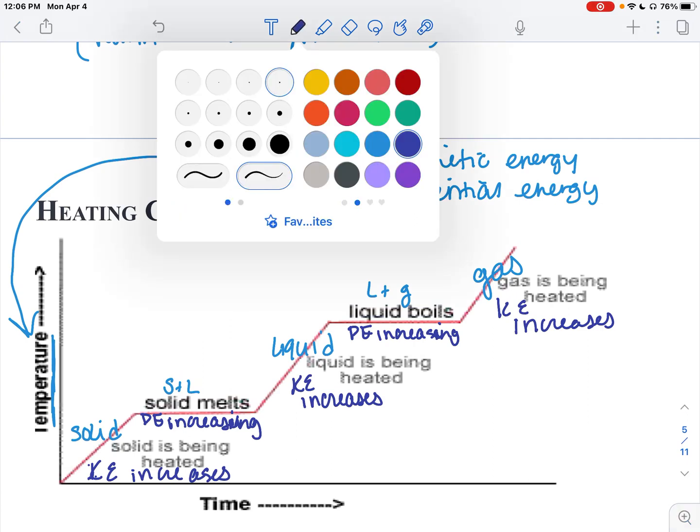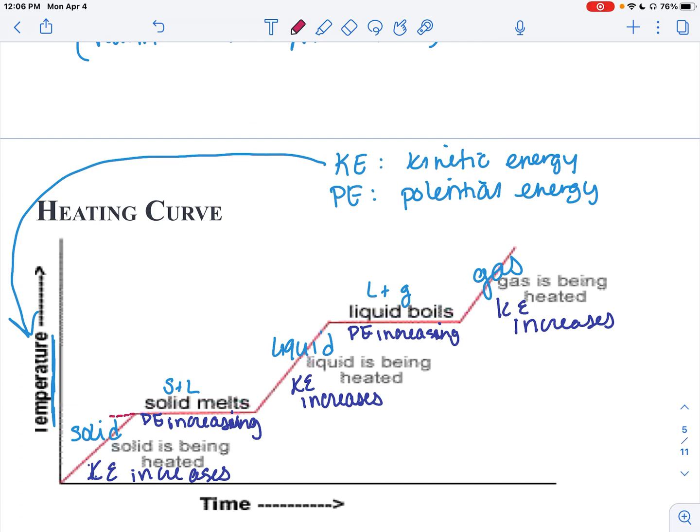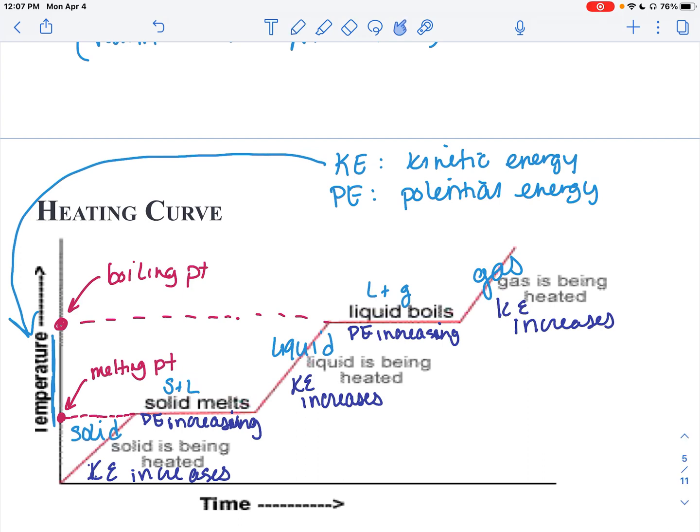So two more things I want to label on here. We just kind of referenced them. This right here is where the melting point is, or freezing point, same thing. And this right here is where the boiling point is. So you know that once this liquid hits the boiling point, it's going to stay there for a little while so that all the liquid can become gas.